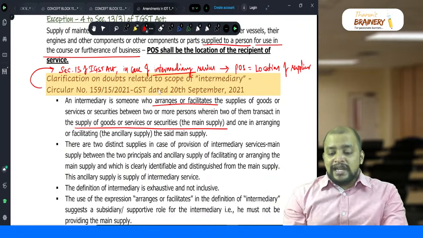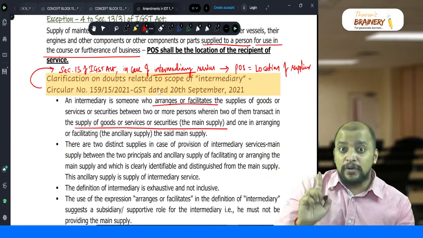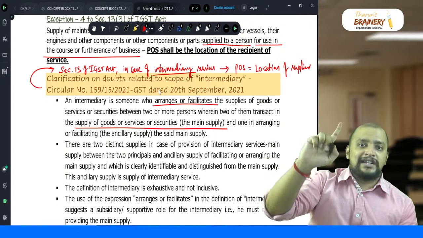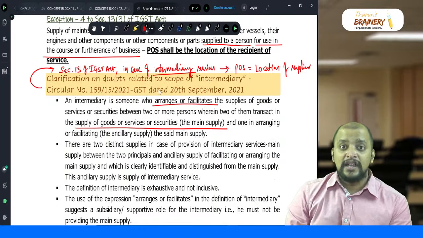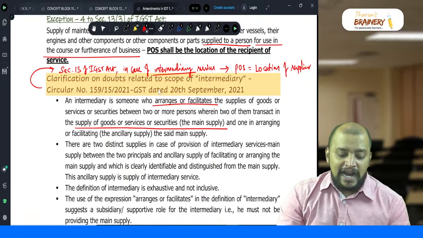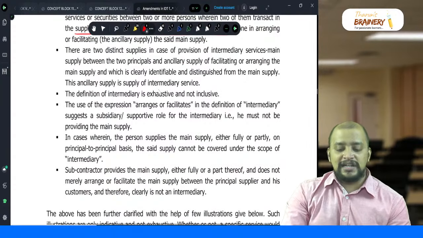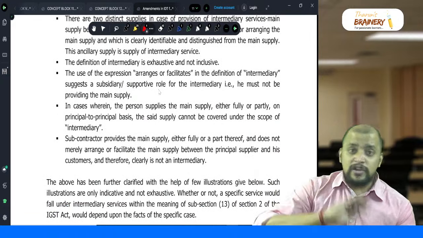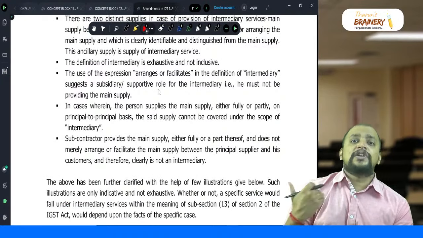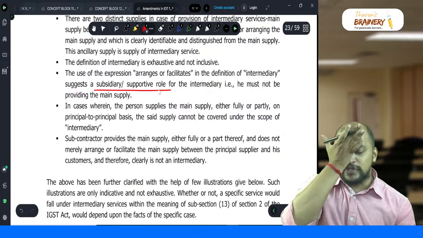And the one who is arranging or facilitating the main supply, that person is only known as an intermediary. Okay. So first there is a main supply and there is an ancillary supply. That ancillary supply is the intermediary service, and it can be any person. So they are not making the main transaction. They are only doing the supportive role, as a subsidiary.